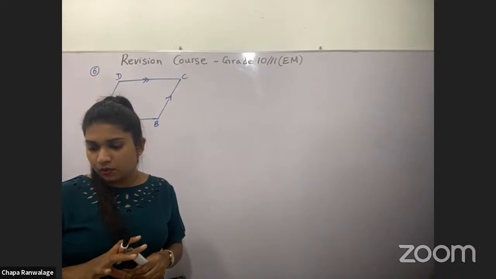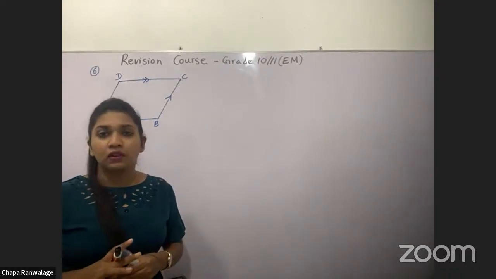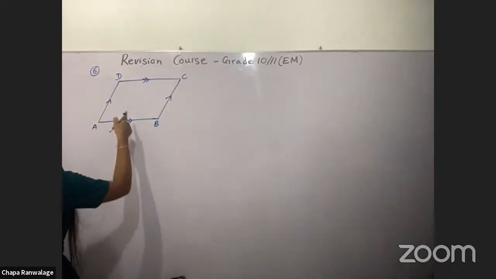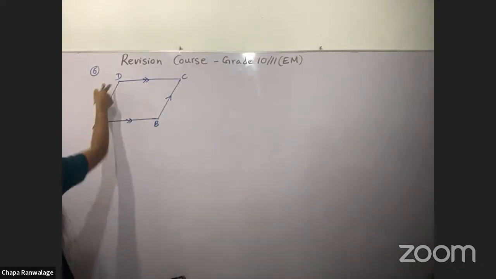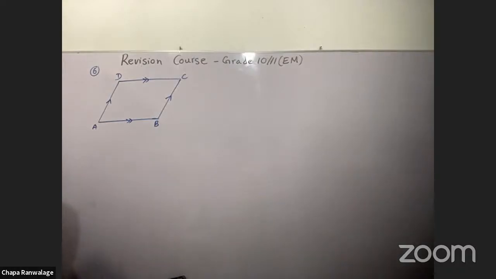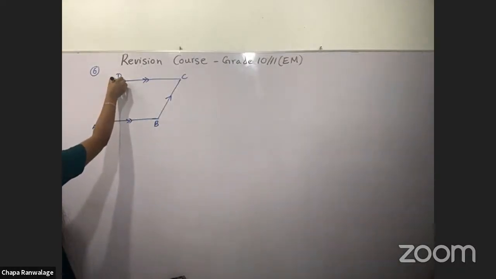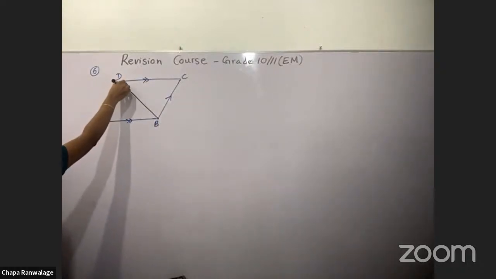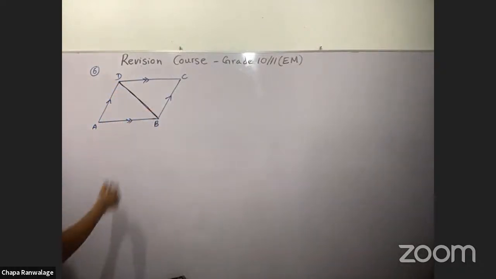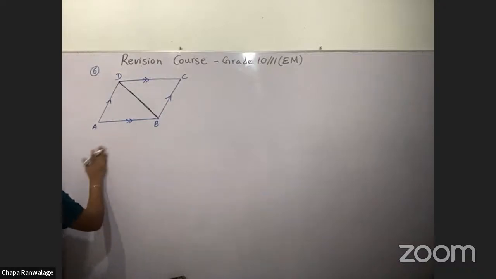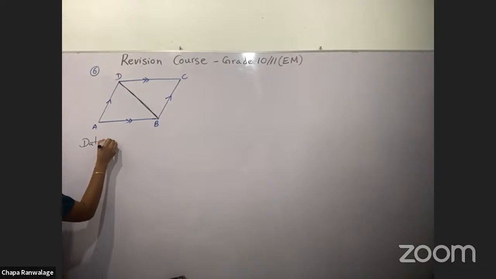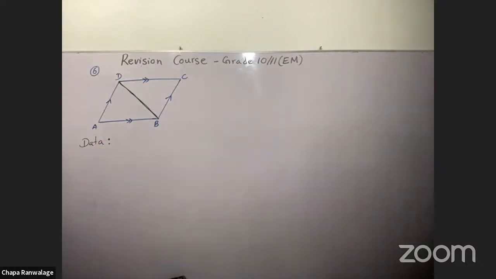Yes, we can join. Here you can join either BD or AC, one of the diagonals. So I am going to join this one. Here, children, it is better to write the data, because here we are proving the theorems.